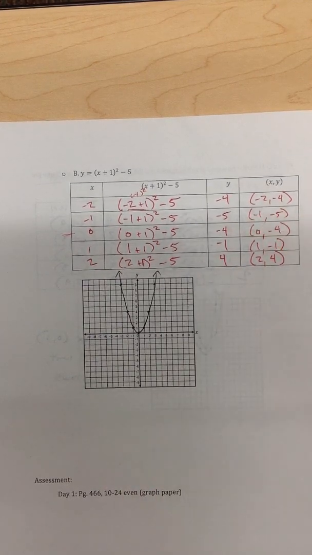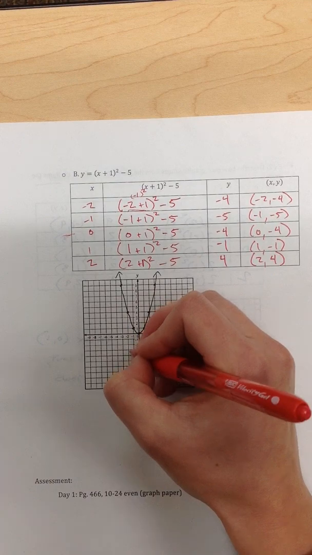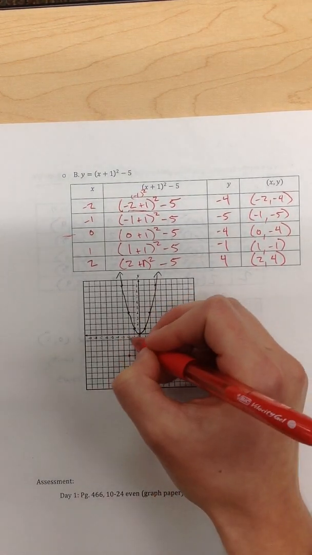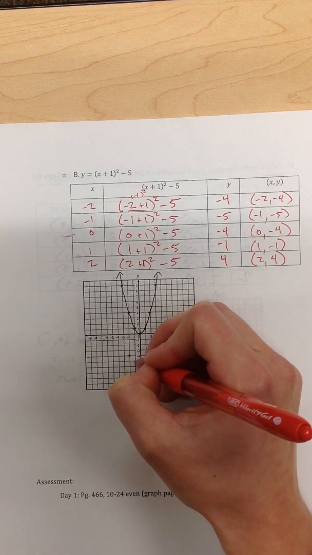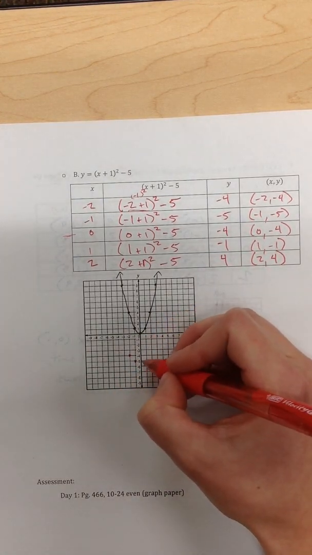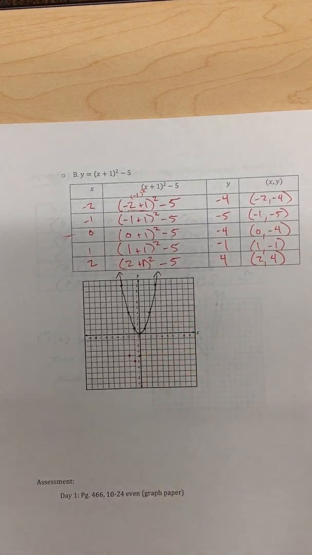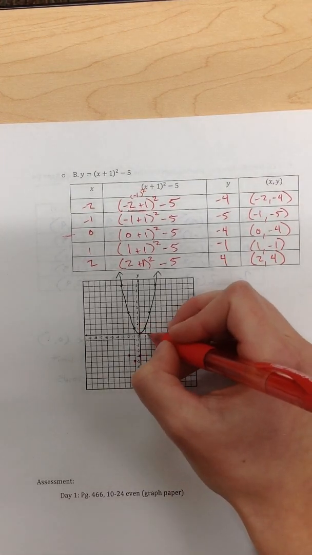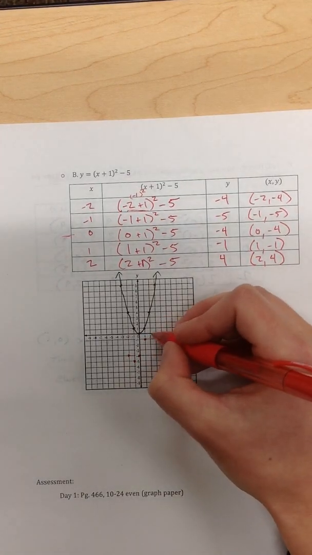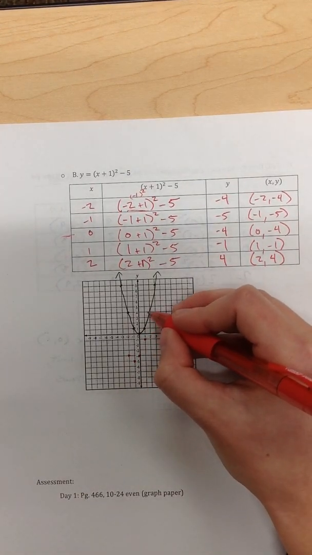So our ordered pairs there: (-2, -4), so left 2, down 4; (-1, -5), left 1, down 5; (0, -4), so over 0, down 4; (1, -1), right 1, down 1; and then (2, 4), so right 2, up 4.